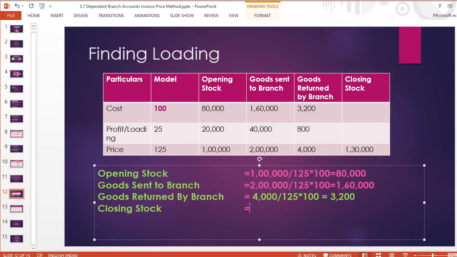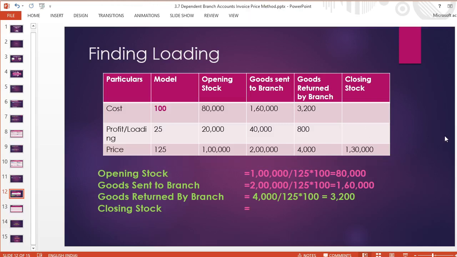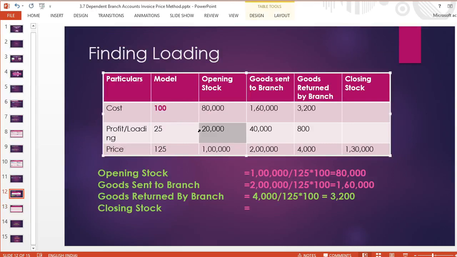And for the last one, 1,30,000 rupees is the closing stock, out of which you should find out the loading charges as well as the cost price. I hope you will be able to do this. If you have doubts, you can ask. After finding these loading charges, you should record these profit details for the adjusting entries.